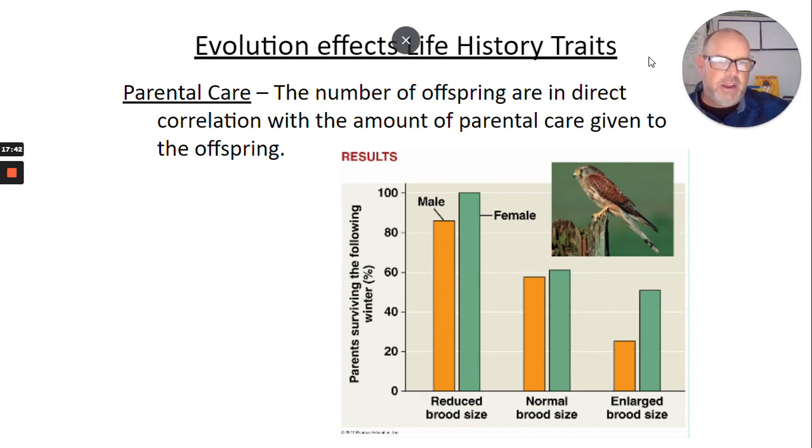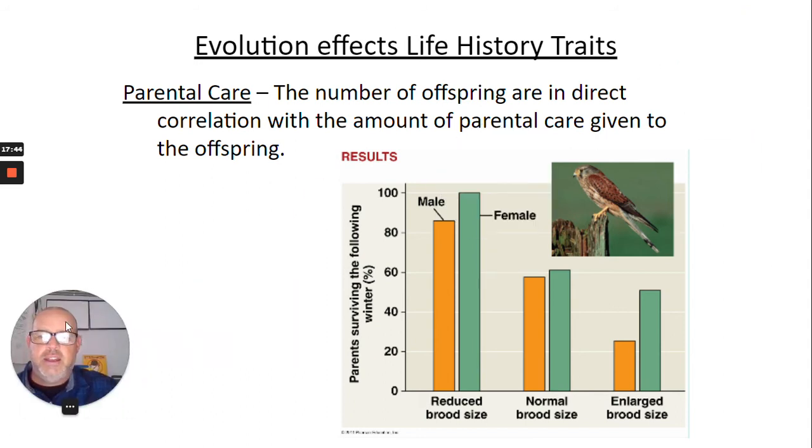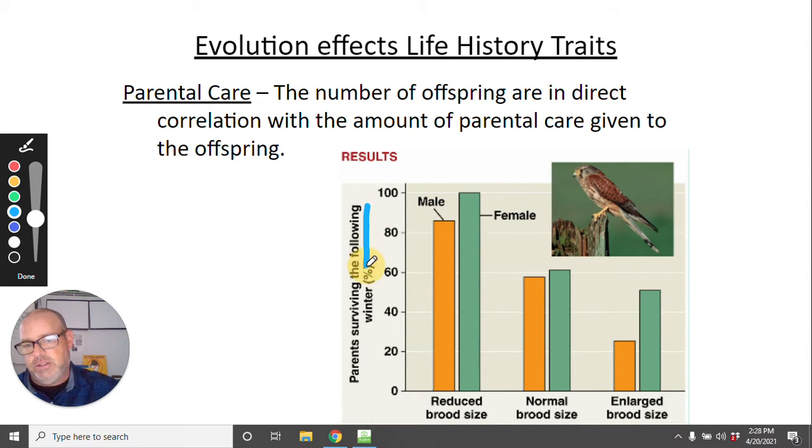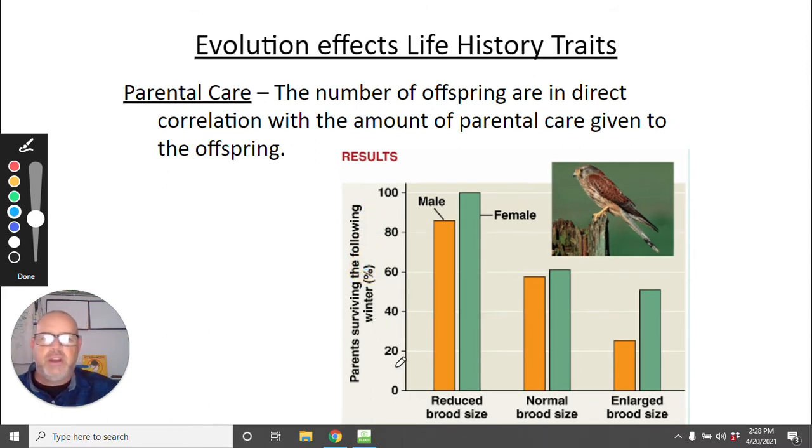Parental care. We talked about parental care a little bit already. This shows you a little bit more on that in an example here. Parents surviving the following winter after having their broods, right? Because when they have their babies, that takes a toll on mom and dad. And so here's an enlarged brood size, here's a normal brood size, here's reduced brood size. Well, what do you think? What's really going on here with the percent surviving of mom and dad? The females always survive slightly better than the males. Not surprising. Girls are just tougher.